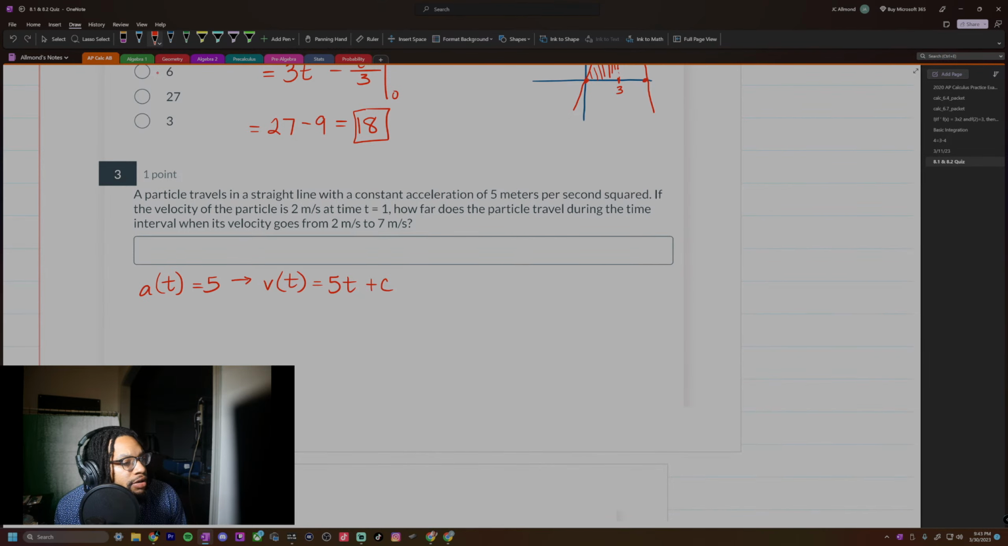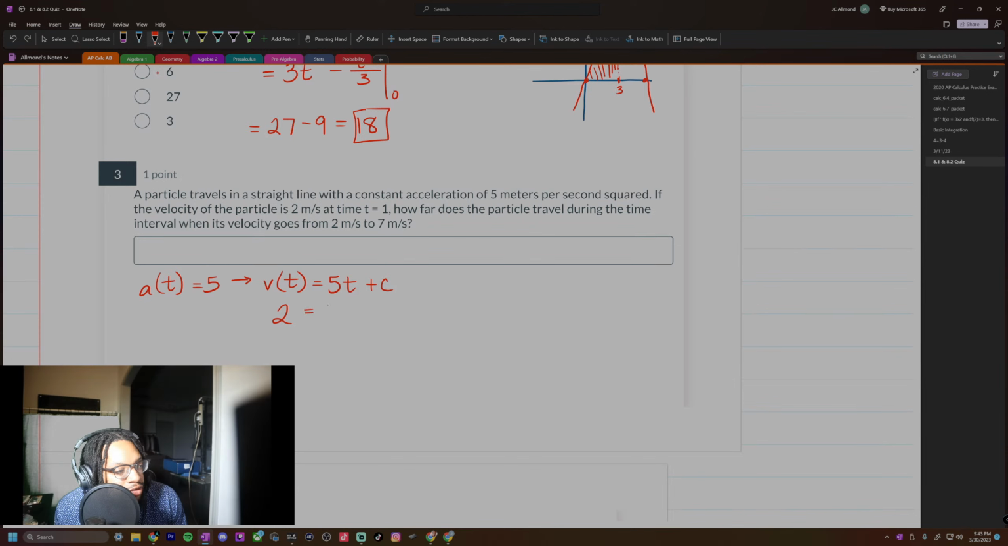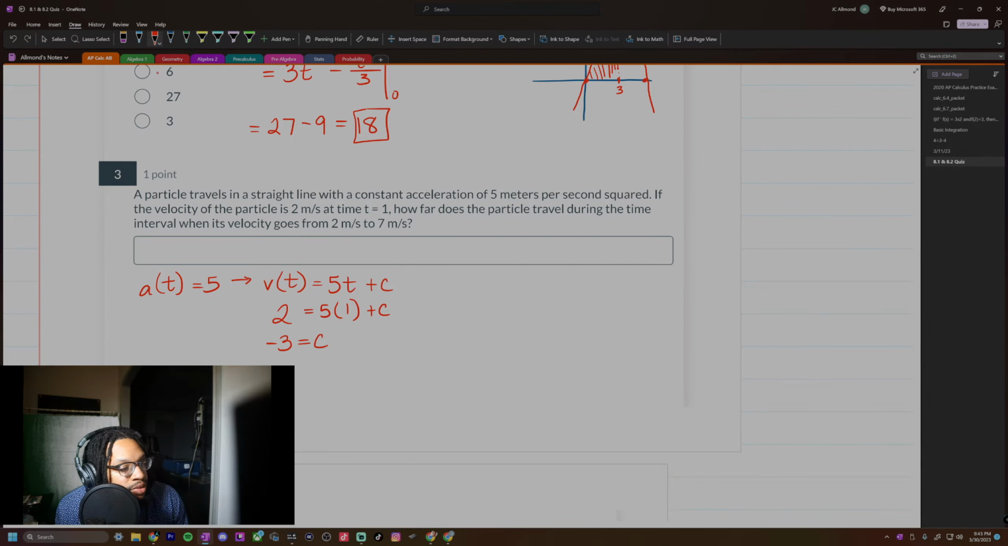Anyways, so it gives us the velocity and it tells us that the velocity is 2 whenever time is 1. So I'm going to replace v of t with 2 and then I'm going to replace t with 1. And then that's going to allow me to solve for c. So if I subtract 5 from both sides, 2 minus 5 gives me -3 equals c. So since I know that my c value is -3, I can really write my v of t function. At first, it was just 5t plus c, but now that I know c, I can say that my velocity is 5t minus 3.